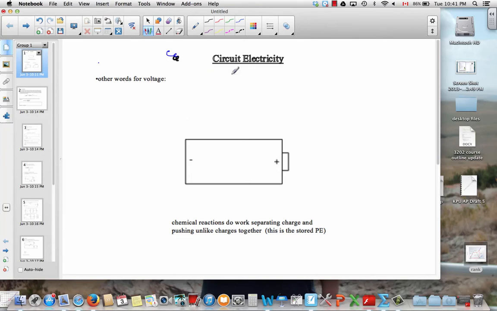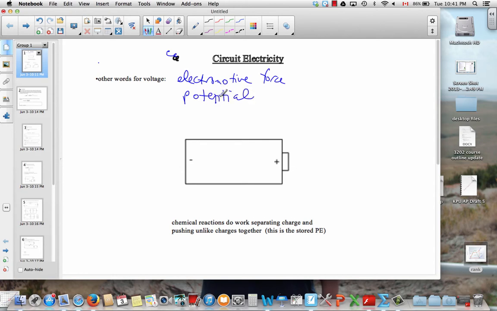Okay, just some basics of circuit electricity here. Voltage is obviously a key concept. Voltage is also known as electromotive force, or also sometimes as potential.